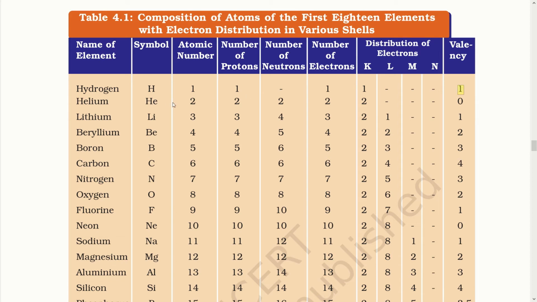Now as for helium, its atomic number is 2. That means it has 2 protons and 2 electrons. So it will distribute the electrons in the first shell as 2. It does not have any leftover space, that is an octet element, and that is why its valency is 0. It does not share its electrons with any other element so easily.